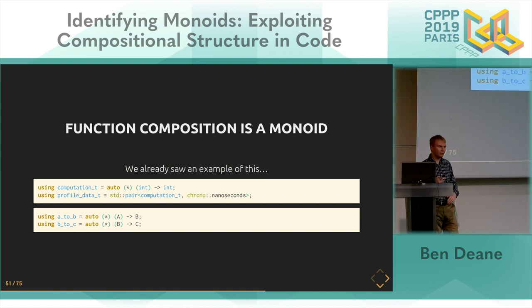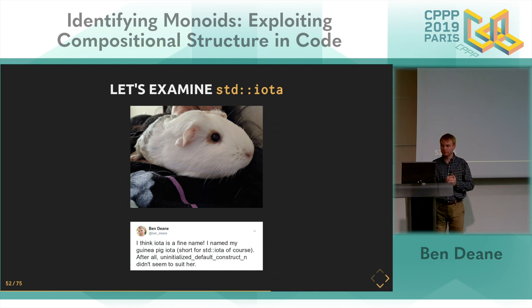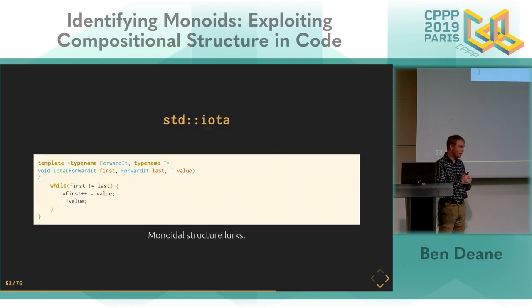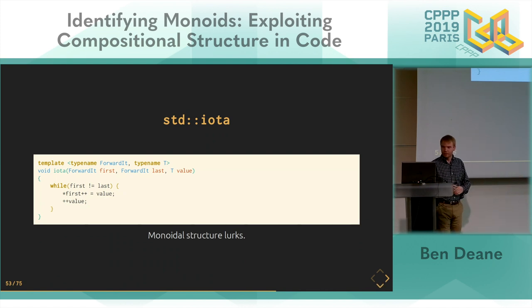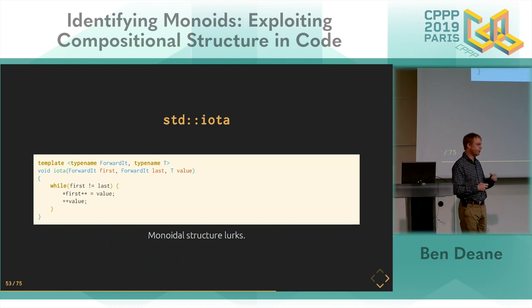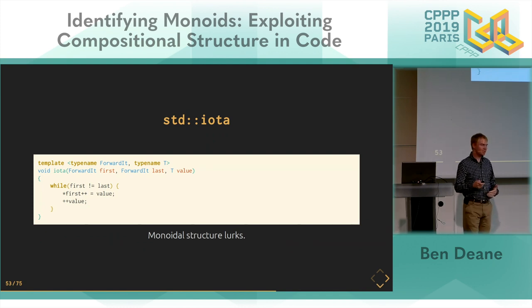And I want to talk about iota. This is iota. I called my guinea pig iota. So iota is a function in the standard library, and it does this. It usually is thought of as filling a range with incrementing values. But there's some kind of monoidal structure lurking in iota that I think isn't fully realized by the standard library. So I want to take a look at this. A good way to expose monoidal structure is to try writing the thing as an accumulate. So let's do that.